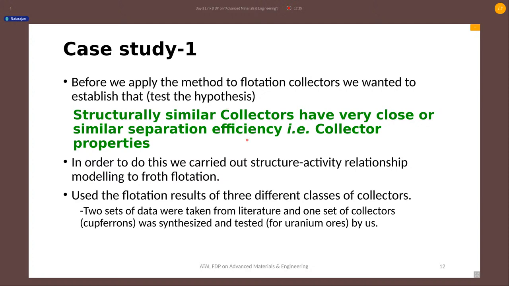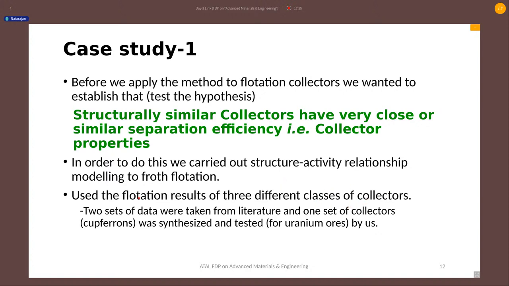So we want to first establish that, or we want to test the hypothesis: structurally similar collector molecules have similar separation efficiency. That is, they have similar collector properties. Only when this paradigm or hypothesis is tested can we use similarity selection for the selection of a new series of collectors. In order to do this, we build what is known as a structure activity or structure flotation relationship.